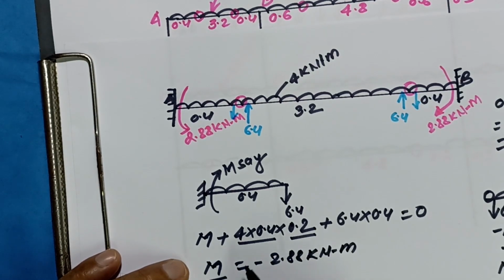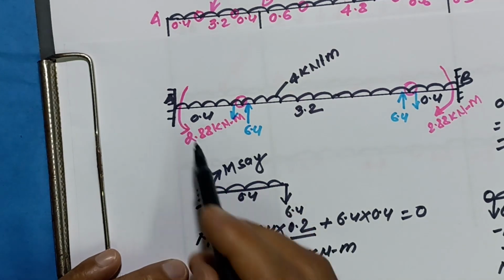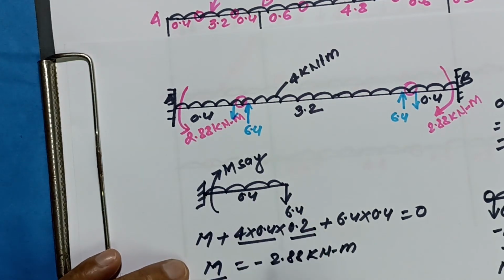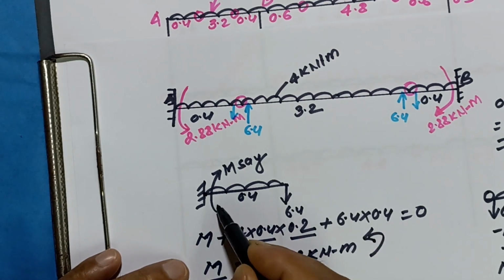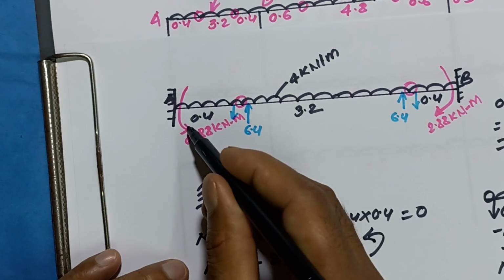We assumed the direction of the bending moment at A is clockwise, but we get a negative value, that means our assumption is wrong. That means we have to change the direction, so its direction will be anti-clockwise. Okay, that means in this direction, that's why this one is downward.